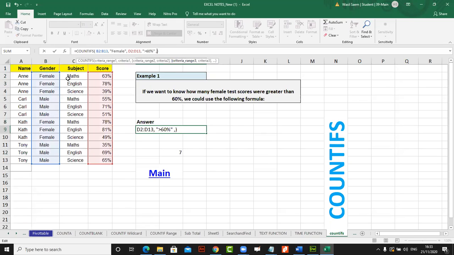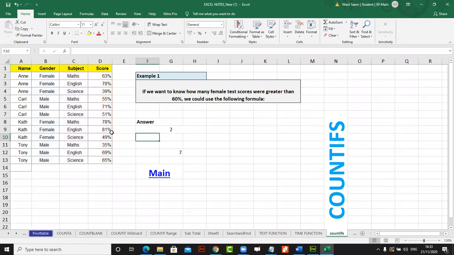So my third criteria, we will join again, okay? The third criteria will be, select this again and comma, English. There are only 2 values where we have female, English, and greater than 60. I'm telling you, COUNTIFS is important. Make sure you know it. The lecture is being recorded and will be available, but whatever I'm discussing with you, you should know it well.